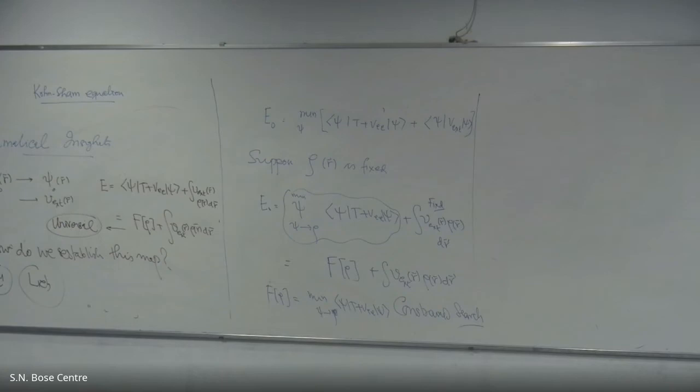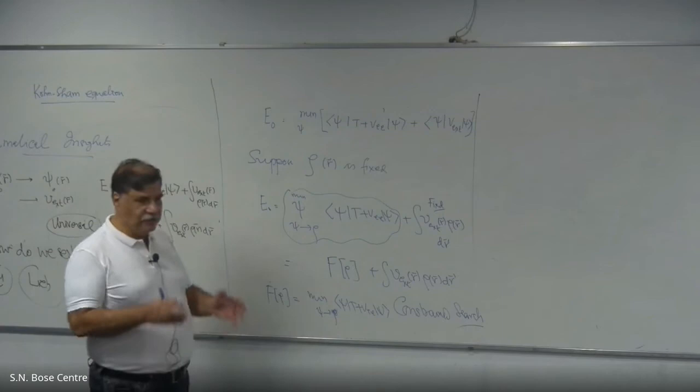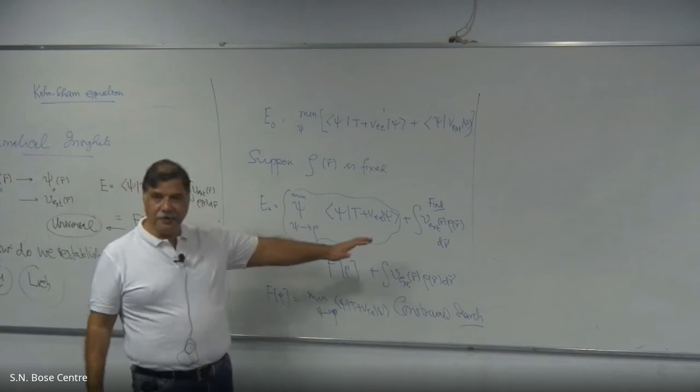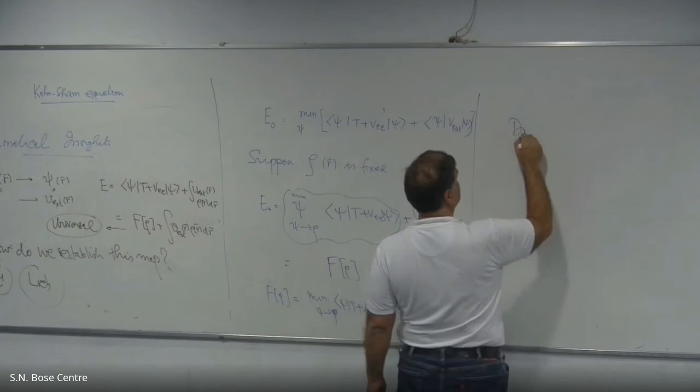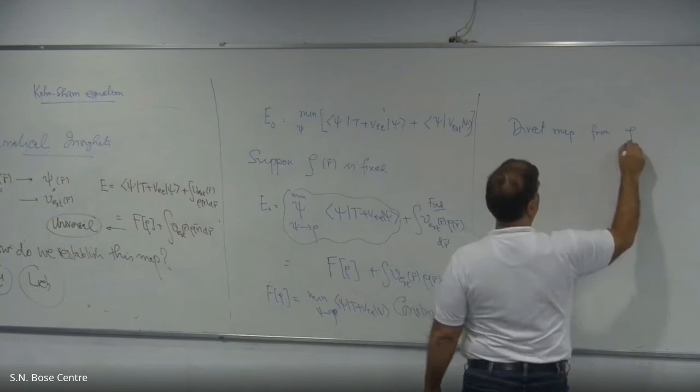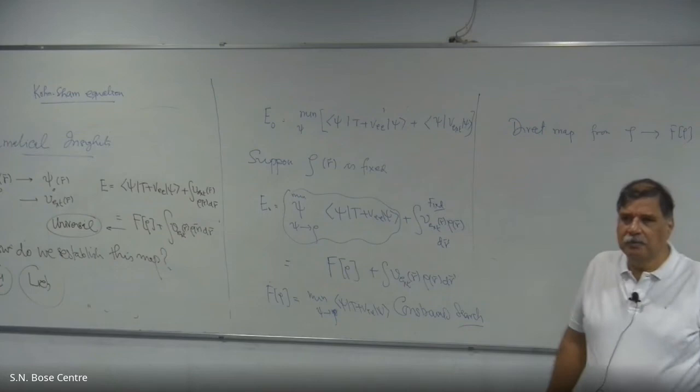Right? I'm assuming I'm given a rho corresponding to some V external which is fixed. This part will be fixed. So now this is a direct map on rho. No V external is coming in between. The universal functional doesn't depend on the system.